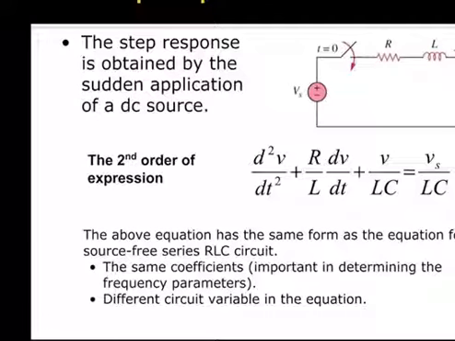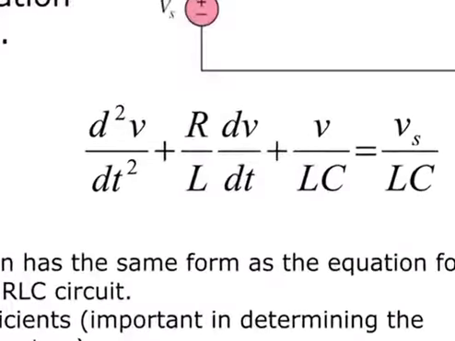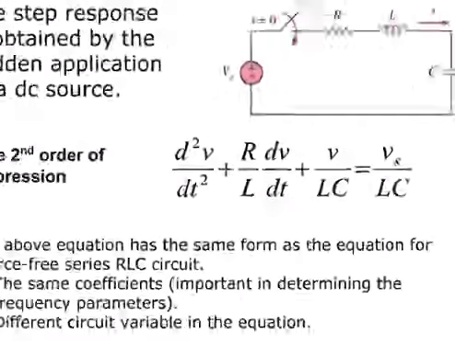Right? The above equation has the same form as the equation for your source-free series RLC circuit, in terms of having the same coefficients, however it has a different circuit variable in the equation. So the one that is different here as compared to your source-free is you have Vs divided by LC.